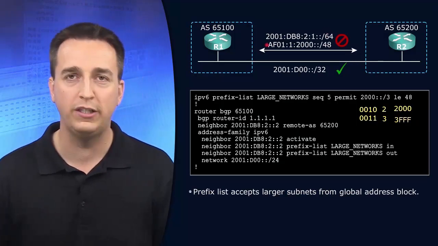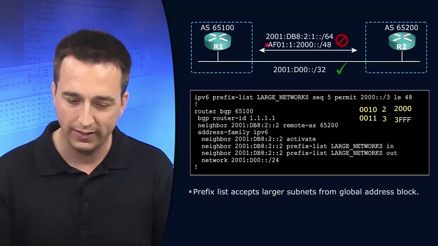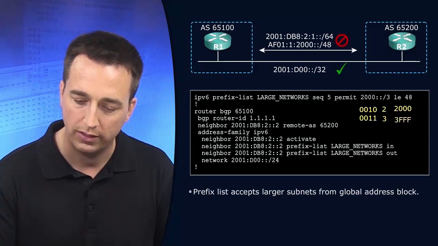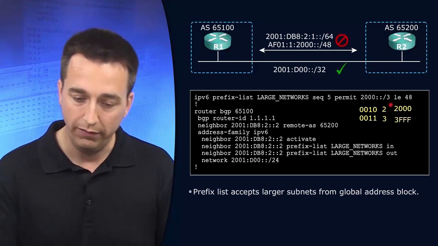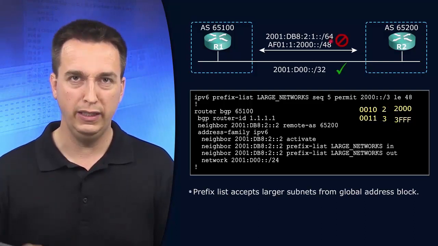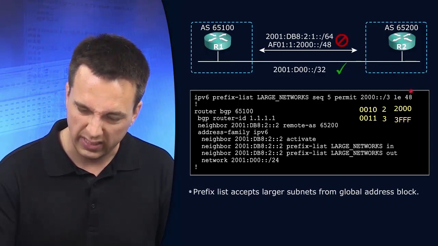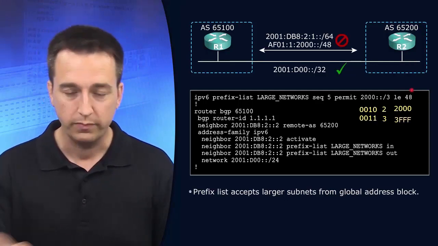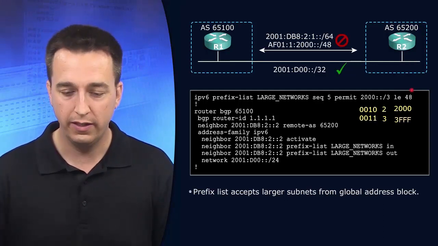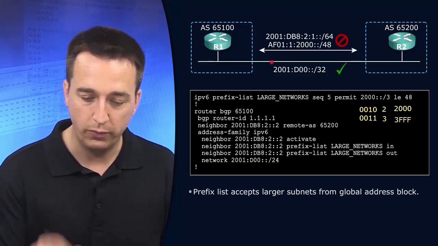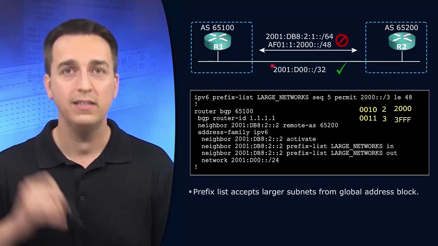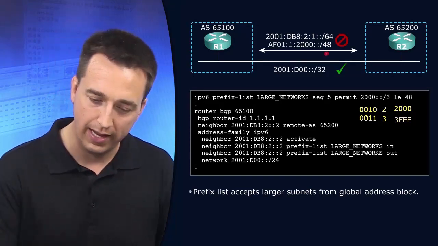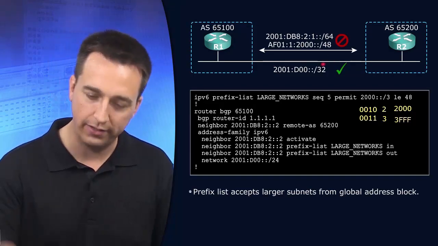What about AF01? No, because that doesn't even fall within the 2000 to 3FFF range. Even though the mask is /48, which is what we're accepting, less than or equal to 48, it will not, in this case, be advertised. But this one will be: 2001, because it falls within the range, and the mask is /32, which is less than or equal to 48.